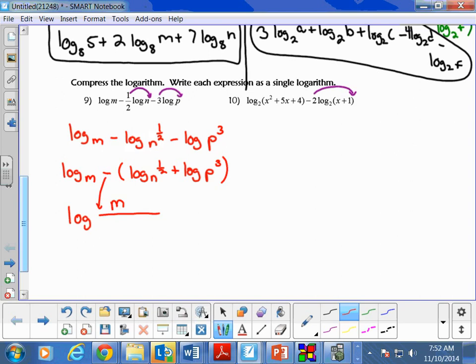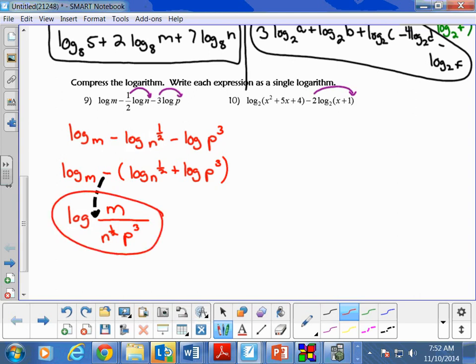And actually, you know what I should do? Let me write it this way, and I'll change the colors. So log of m and divide sign. Go ahead and use this one. I want to point that out, and then on the denominator part of this, it's going to be n to the 1/2 p cubed. So that's how you get that. Okay, and then this is your final answer.